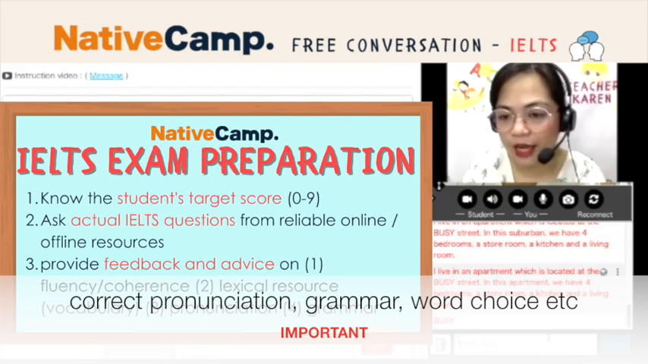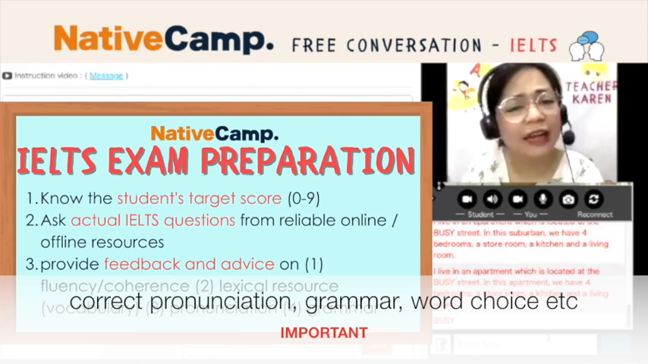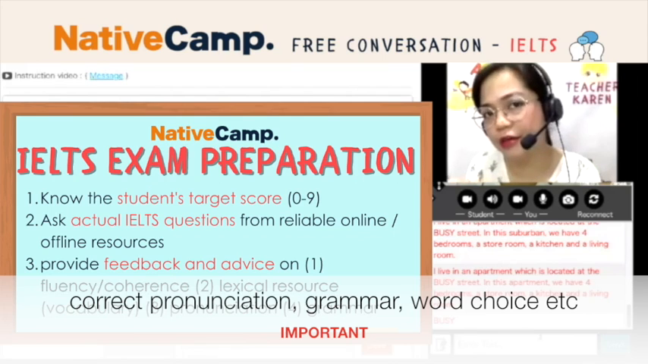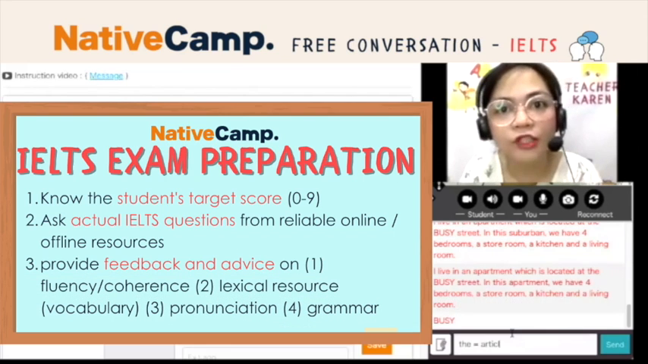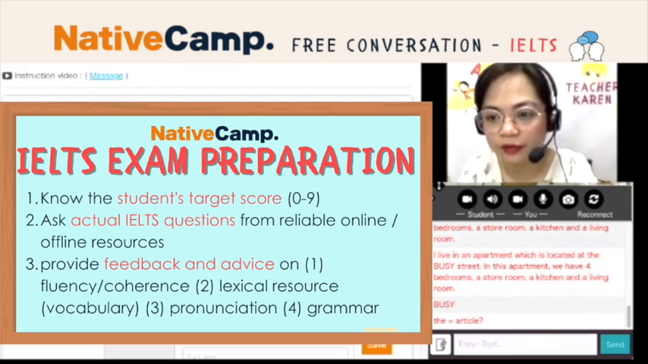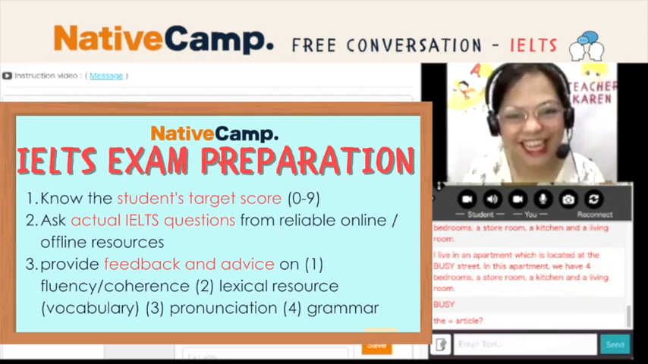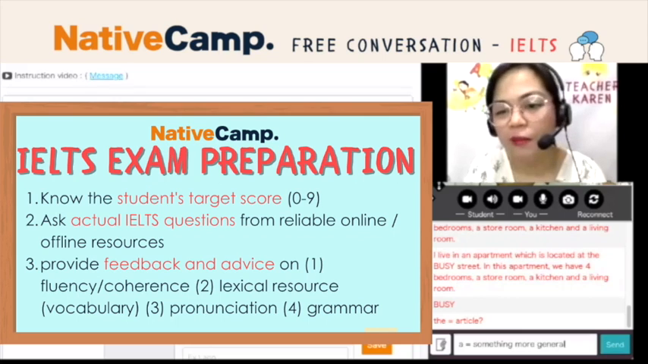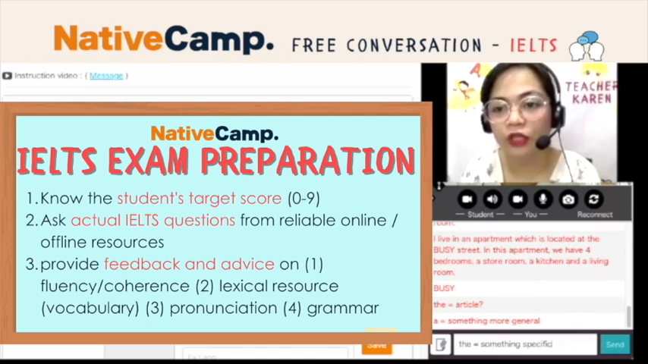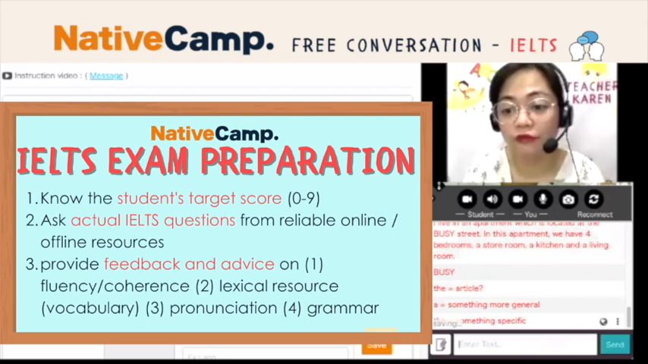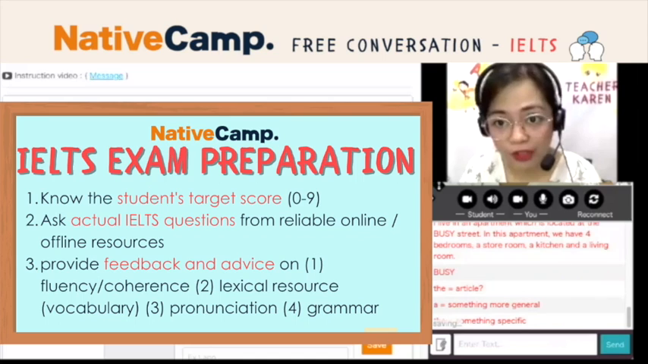So you said, I live in an apartment which is located at the busy street. Is "the" the correct article? Which article should we use here? Yes, at a busy street, right? We use the article "a" to talk about something more general, because when you use the article "the," you are talking about something quite specific, okay? That's one thing you have to remember when it comes to the use of articles. Do you have questions so far?